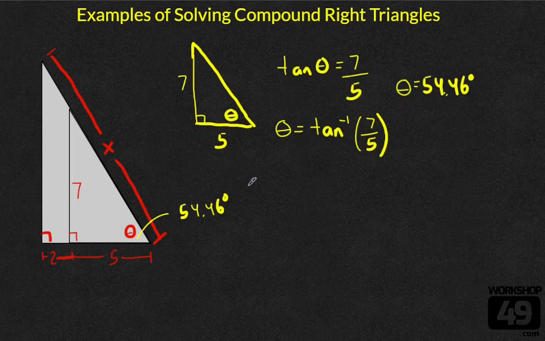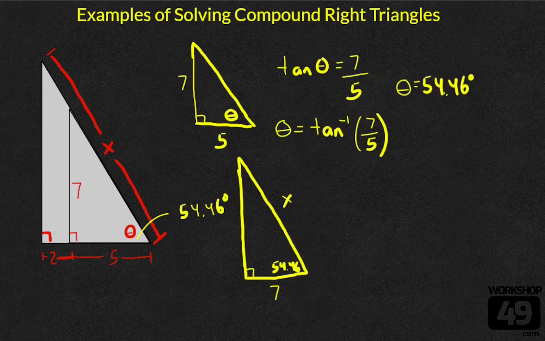So if we take our big triangle, it still looks just like this. Looks a lot like the other triangle, except across the bottom, it's a 7. We don't care about this height. That's not labeled. It makes no difference to us. But we're looking for this X, the hypotenuse. And now we know this little angle down here. It is 54.46 degrees.